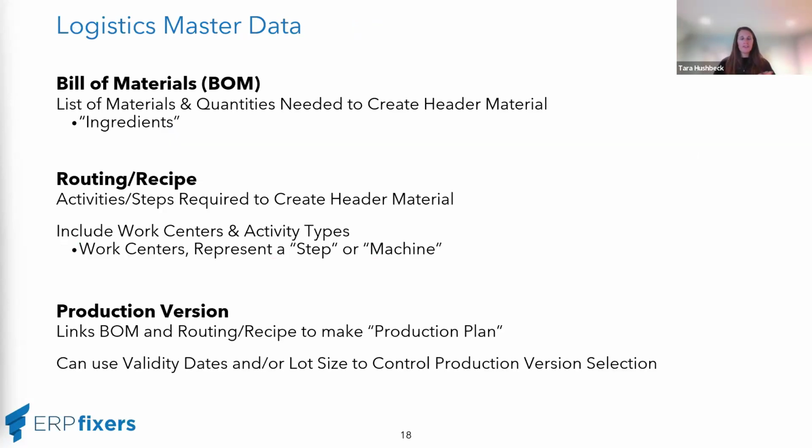So first on the list, like we said, I'm going to go over logistics master data. These are things like bills of materials, which is just your list of ingredients. What do you need to make the header material from an ingredient perspective, if you want to use a baking term? Then you have your routing and your recipe. This is going to be like the steps to the recipe.